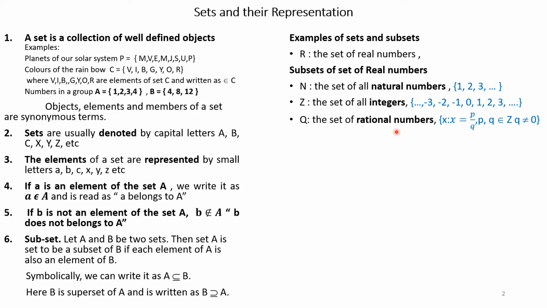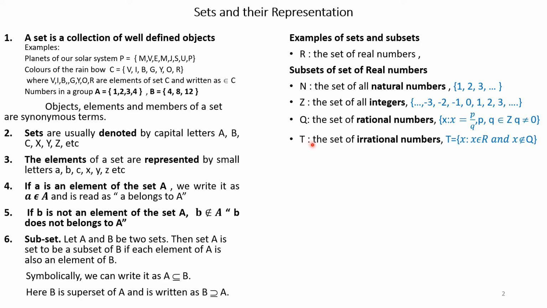That is, it is expressed as the ratio P by Q, where Q belongs to Z, that is, Q belongs to the set of all integers and Q is not equal to 0. This representation within flower brackets we will study when we discuss the forms of sets and their representations.